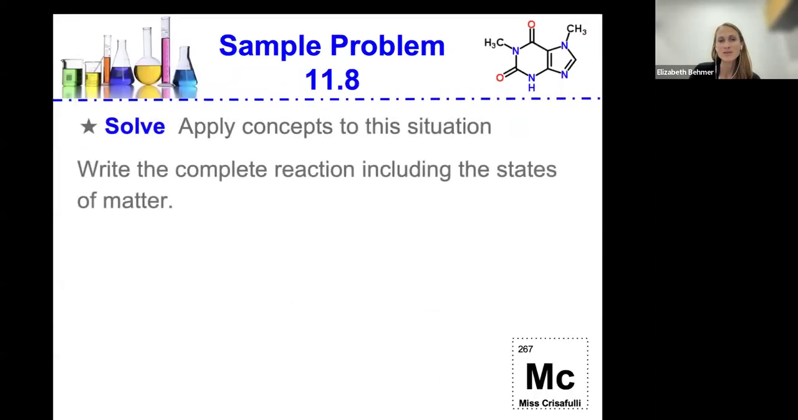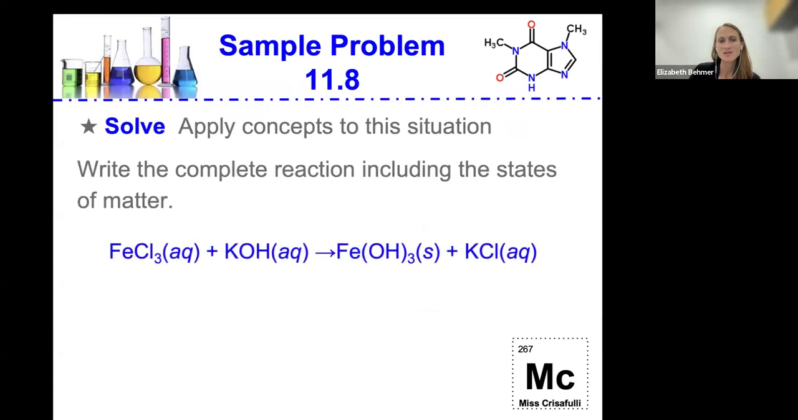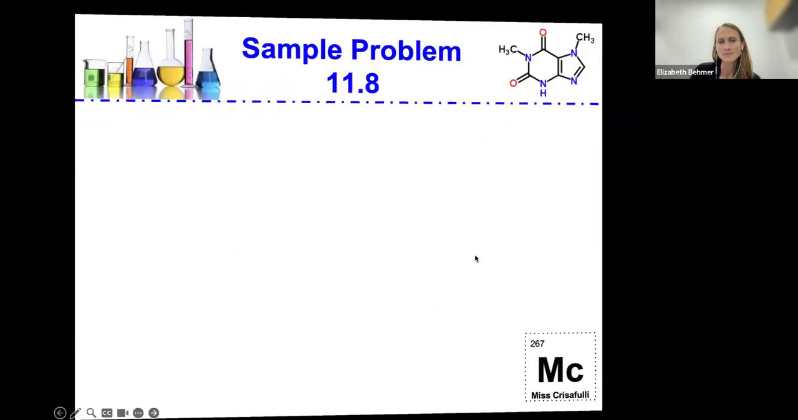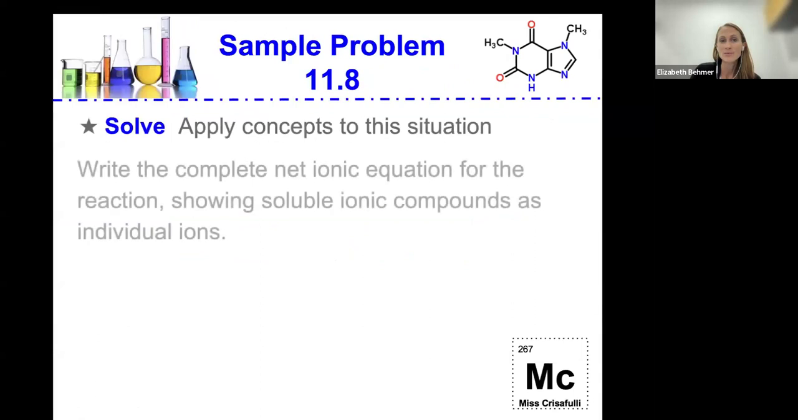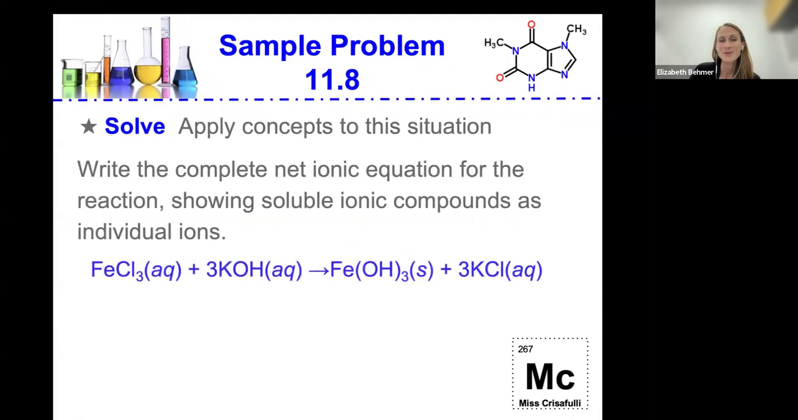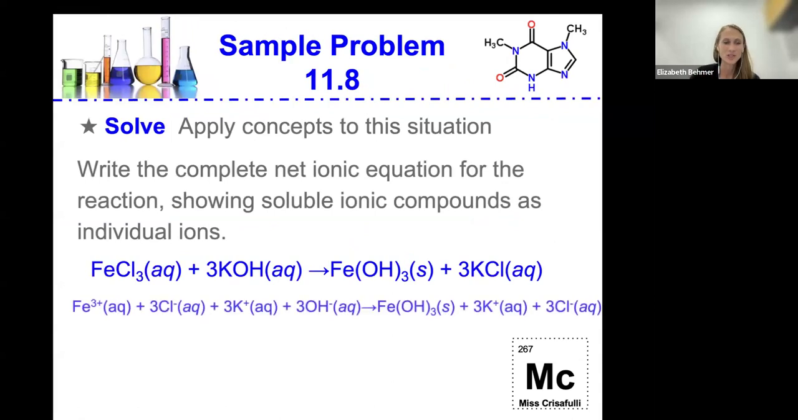All right, so we'll write the complete reaction, including the states of matter. So we have iron 3 chloride aqueous plus potassium hydroxide aqueous will yield the solid precipitate iron 3 hydroxide and potassium chloride aqueous. Let's apply the concepts to this solution. We'll first balance the reaction. So we want to make sure the number of atoms on the product side equals the number of atoms on the reactant side. And we'll write the complete ionic equation for the reaction, showing all soluble ionic compounds as individual ions. So we first balance, and then we separate everything out, as shown here.